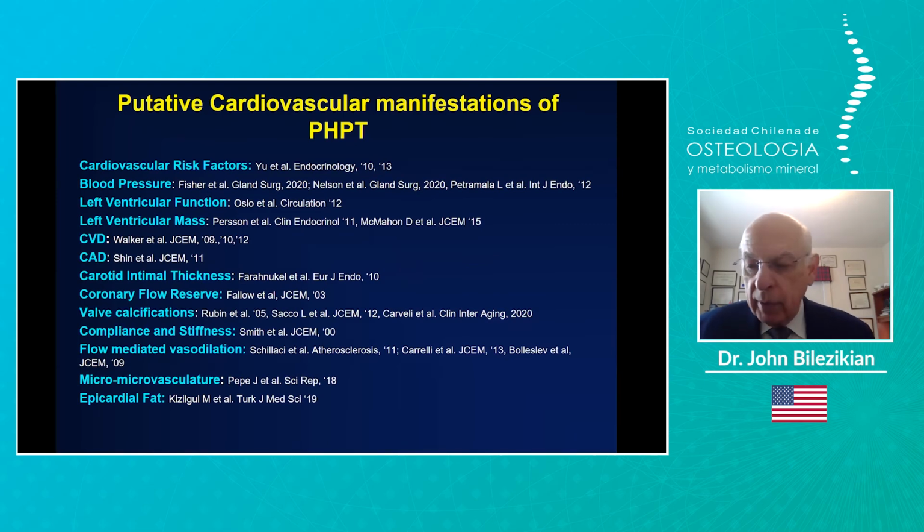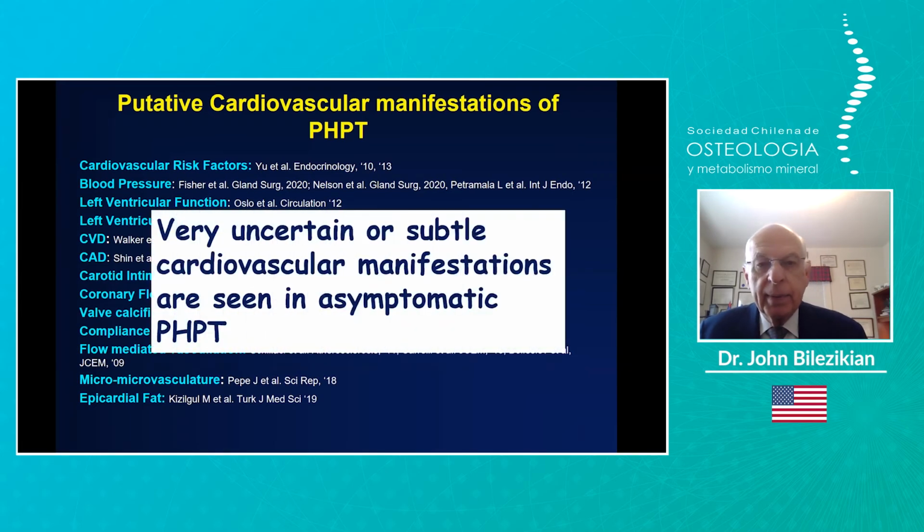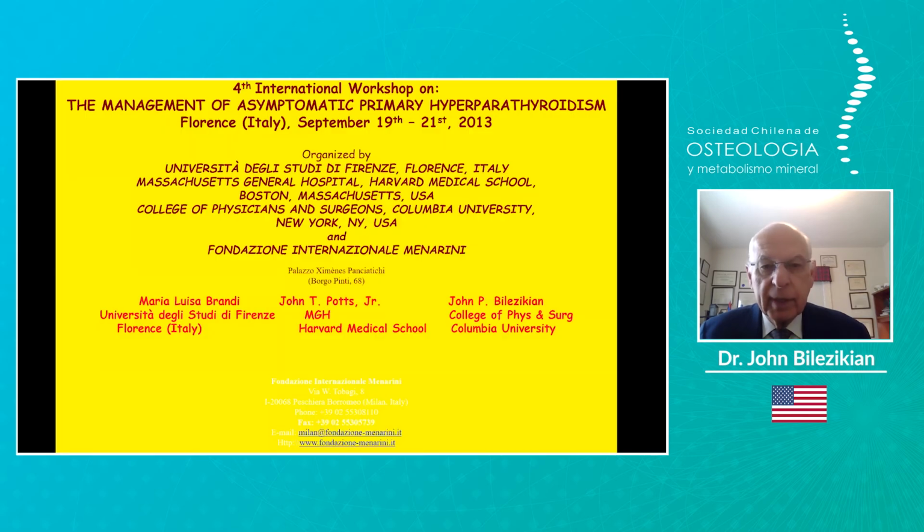Now, we don't have time to go into the cardiovascular manifestations of primary hyperparathyroidism that have been well documented in symptomatic disease. The question has been, in asymptomatic primary hyperparathyroidism, are these features of cardiovascular function abnormal? And very simply put, we don't know. The data are very uncertain. If present, they're very subtle. And I think in asymptomatic hyperparathyroidism, we really cannot reach any definitive conclusions.